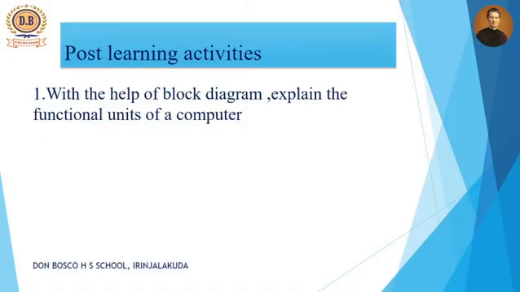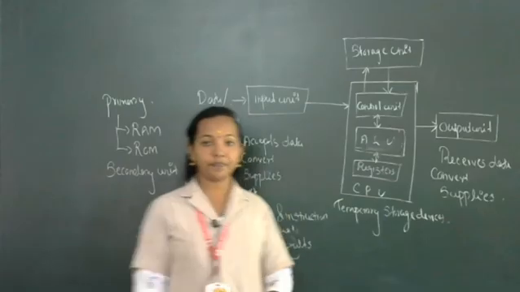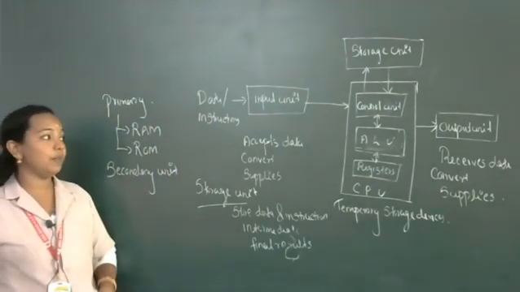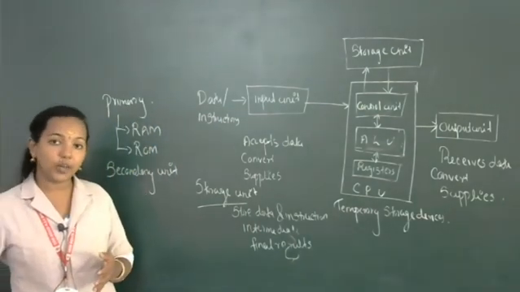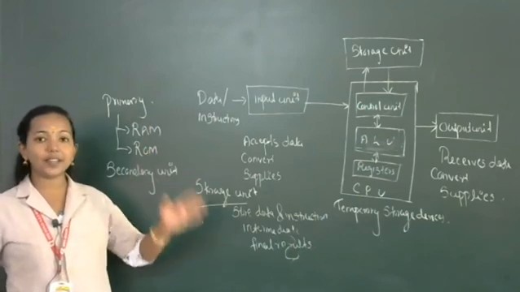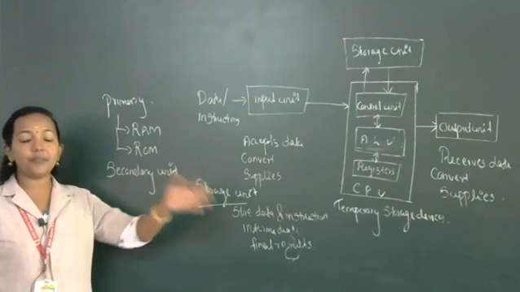Then homework: one question as homework. You want to write about the functional units of a computer, the question and also the answer. That means you want to write all the topics along with the block diagram. Okay, the block diagram is very important. With the help of the block diagram, you want to explain the functional units of a computer. Hope you understood the different units and their duties.